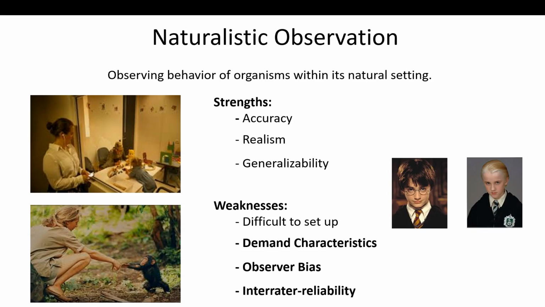For example, if I'm observing Harry and Draco fighting or observing chimpanzees, I would want other trained observers with me collecting the same data. We would then compare everyone's naturalistic observation and see if the inter-rater reliability was good or poor. If it was good, then our data would match up, but if it was bad, we would have different interpretations.